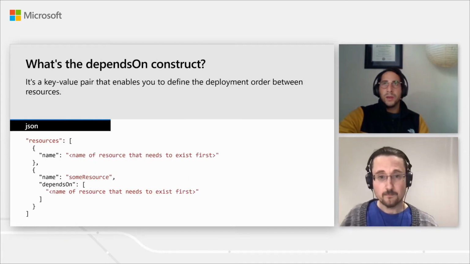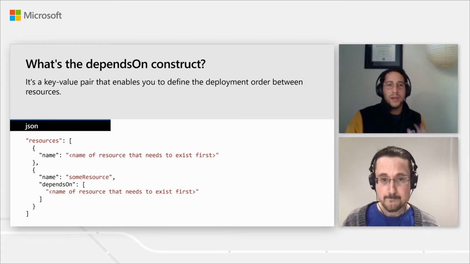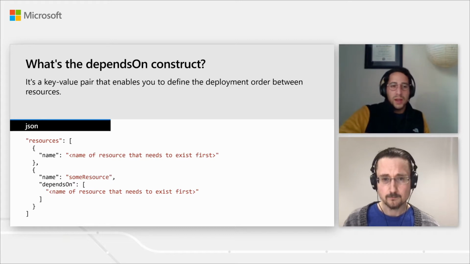I see. And then, if we don't have them nested, you could still set these dependencies. And you mentioned the depends on construct is what we would use for that. So the depends on construct, as you can see, is a key value pair where within the depends on array, you can specify the name of that resource that needs to exist first. So let's take a look at an example with a little bit more detail so we can see this in practice.